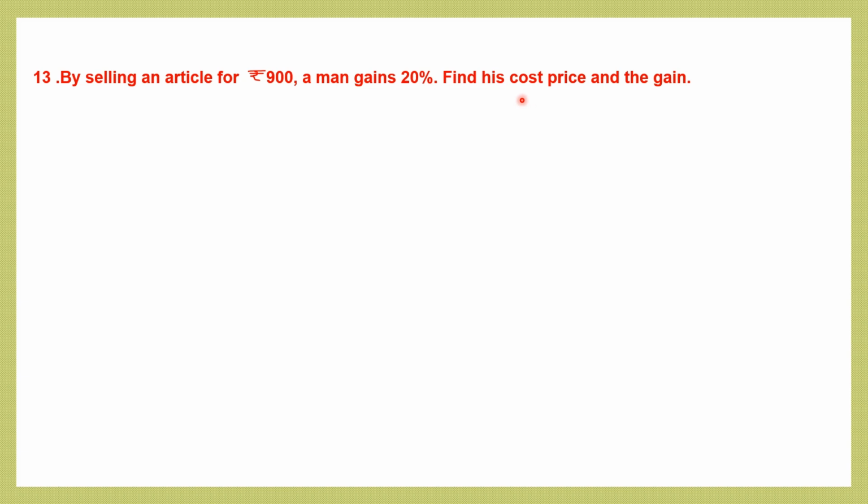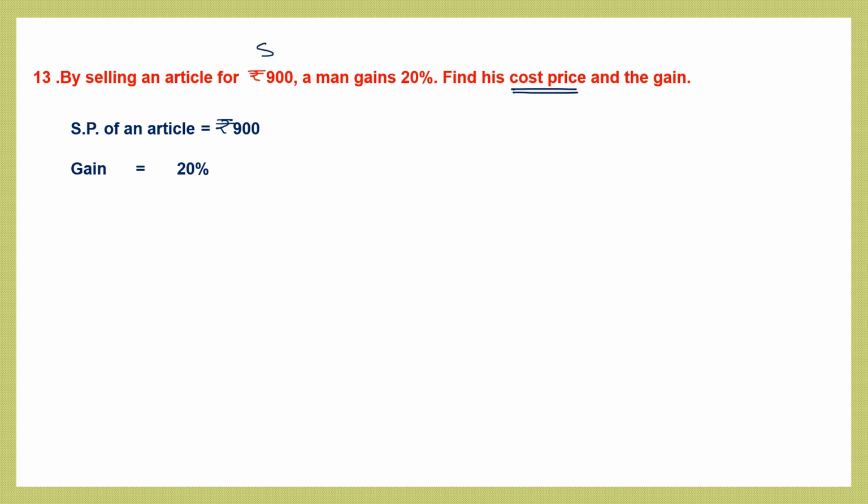So we have to find what his cost price was and what is his gain that he made. So the selling price of an article is 900 rupees. This is given to us. And we're also given his gain percent, which is 20%. Now we have to find the cost price.